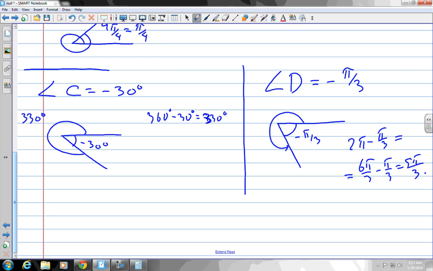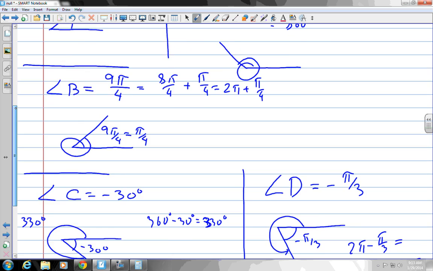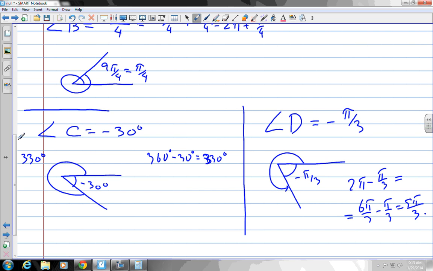Okay. So you have a little bit of an idea of what we use to measure angles now, right? So now I'm going to talk about triangles. Any questions before I start talking about triangles?